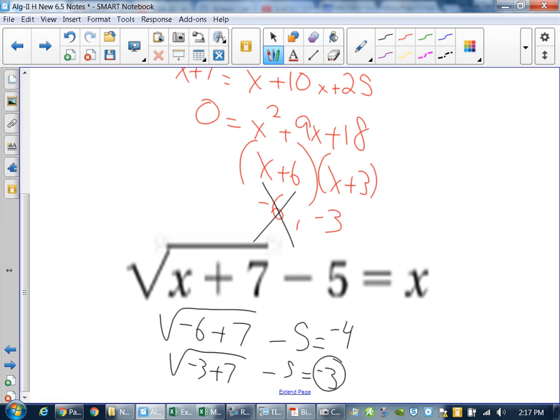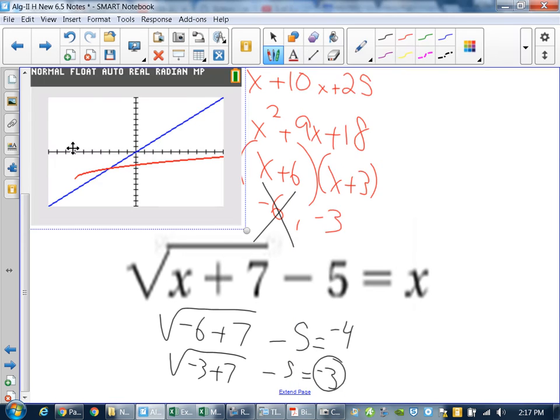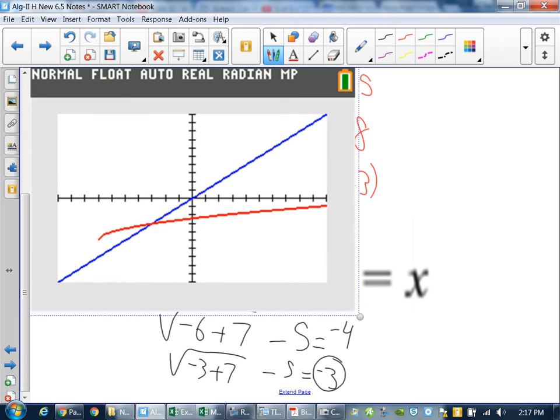Basically what you're looking at here is where's the intersection of these two graphs? Where do these two intersect each other? Where does the square root of x plus 7 subtract 5 equal x? So if you graph this in your calculator, these two intersect at -3. That's all it is.